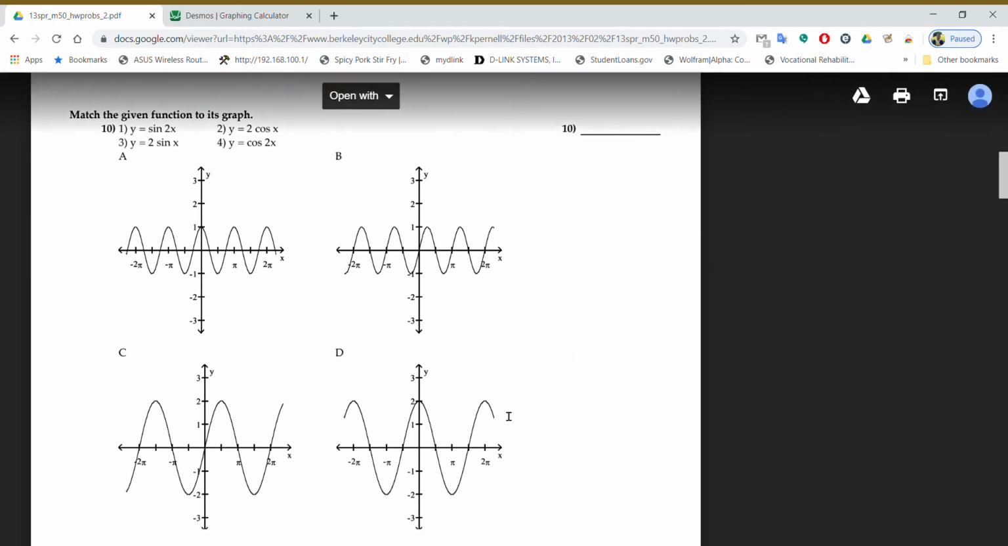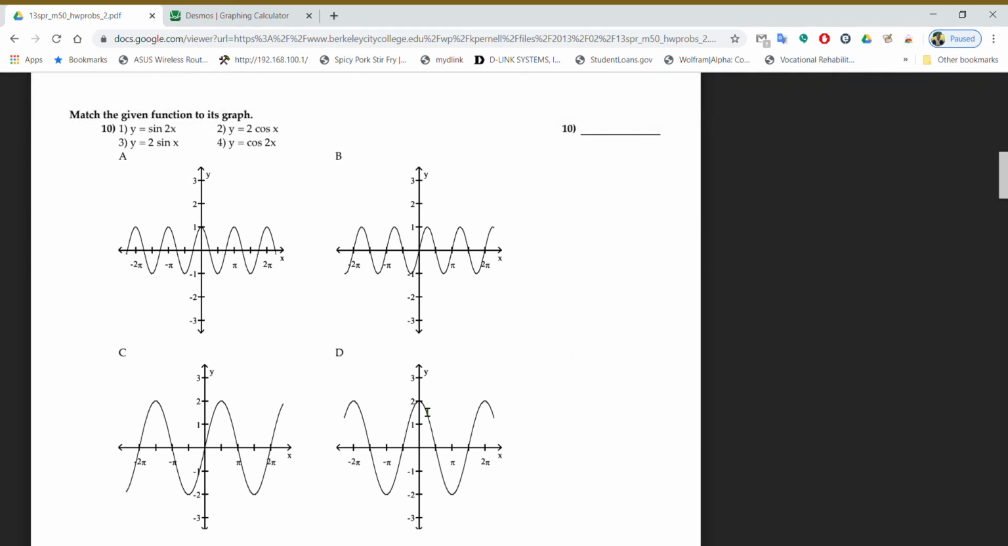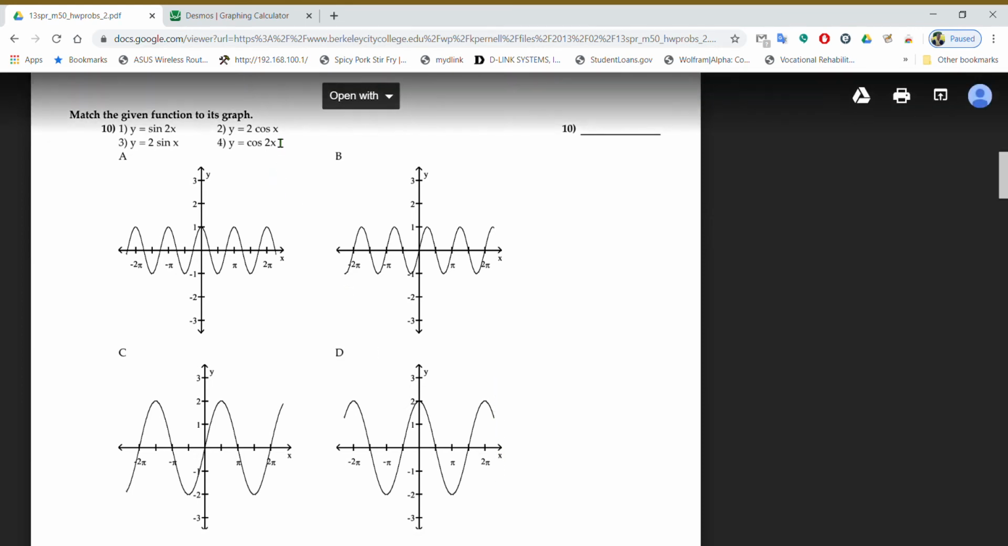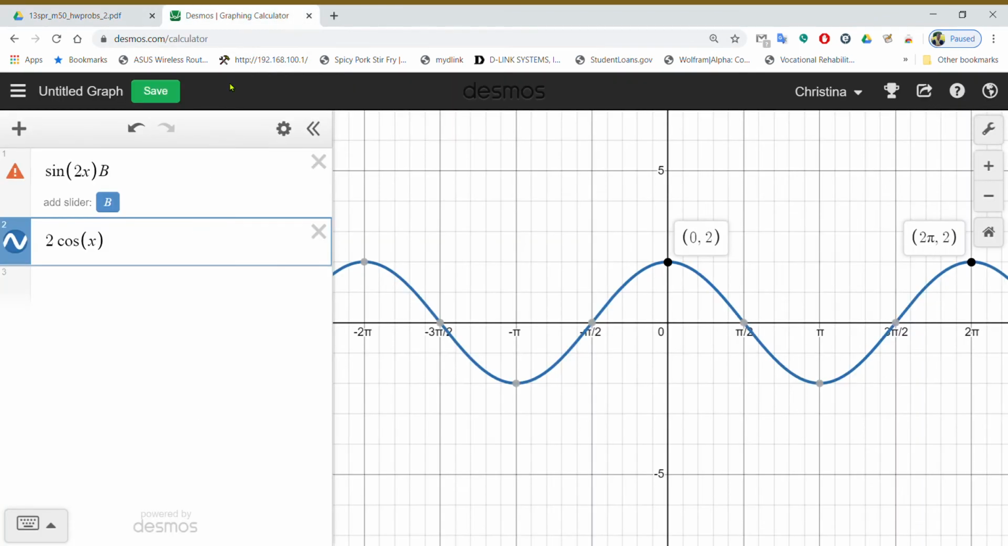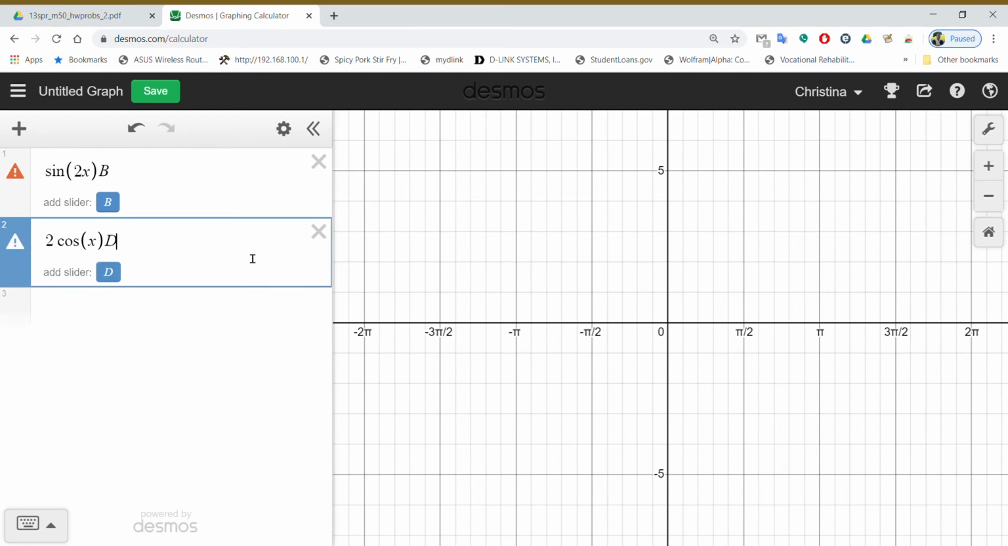Hopefully it's D. So let's take a look here. Starts on a high at 0, 2. Let's see if it ends at 2 pi. High, center, low, center, high. It does end at a high, and it does end at 2 pi. So D matches to the second graph here. So the second equation matches to graph D. Nice, takes it out of the equation. All right, so we already got half of them done.